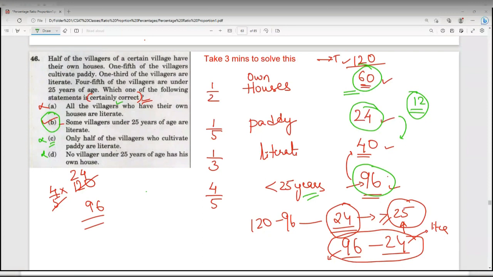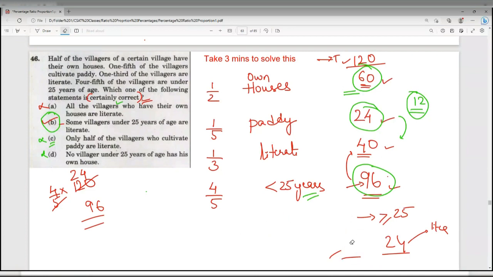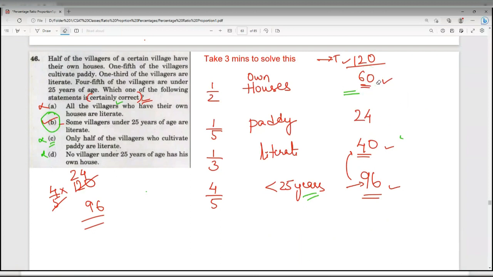I'll just explain once again. So what they're saying is half of the villagers of a certain village have their own houses. 1/5 of the villagers cultivate paddy. 1/3 of the villagers are literate. 4/5 of the villagers are under 25. So these are in fractions.